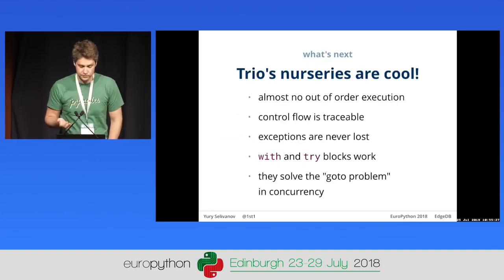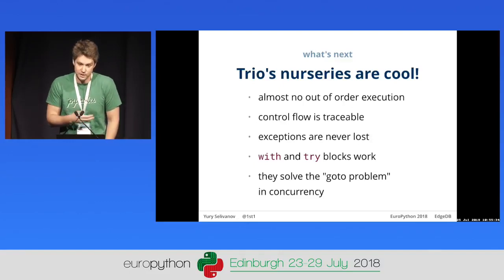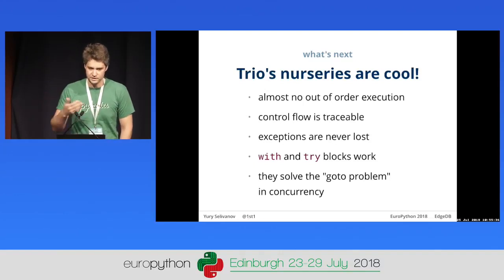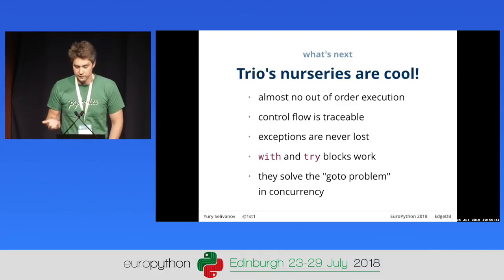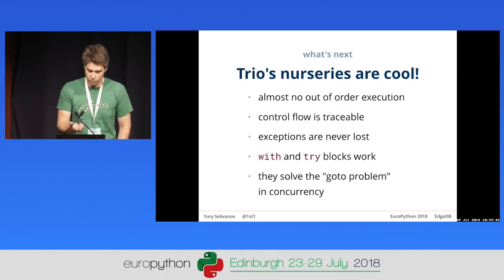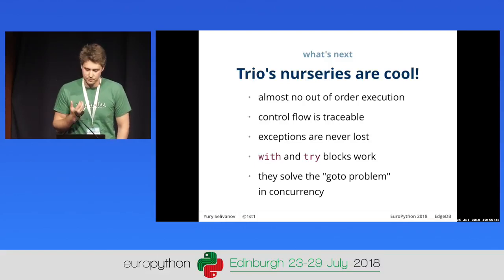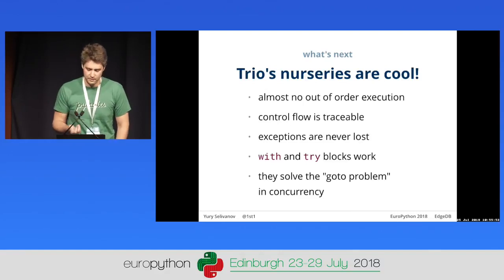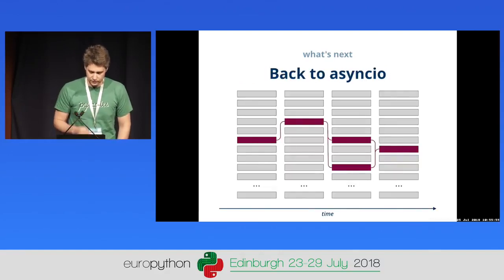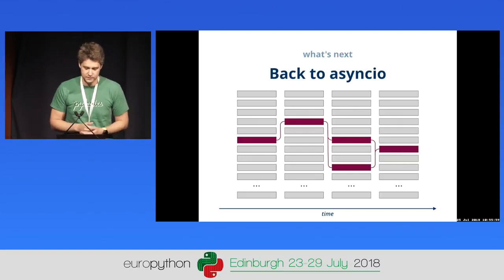So in Trio, there is almost no out-of-order execution, and you can always trace the control flow. Exceptions are never lost, so it's up to you if you want to ignore the exception. By default, you have to handle them. And therefore, with and try blocks always work. And I think that this approach kind of solved this go-to problem in concurrency. Your program becomes traceable.